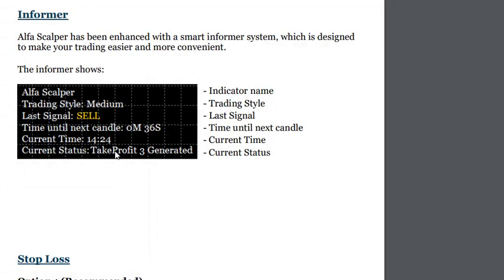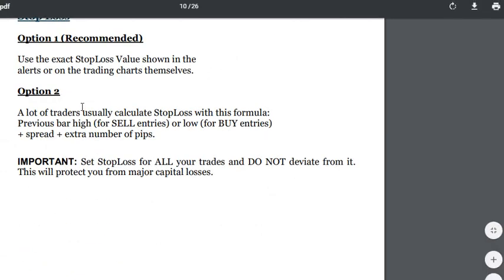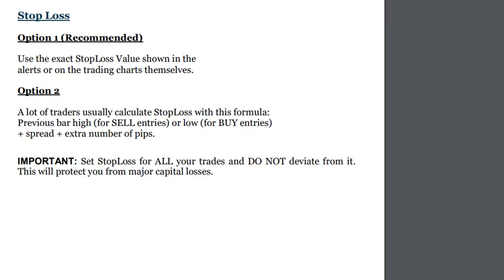The Informer is a little bit different. We actually get when different levels of profit taking are generated, which is kind of different than it usually has. And this was up on the left-hand side of the chart. Your stop loss, you can just use exactly what's on the chart itself.